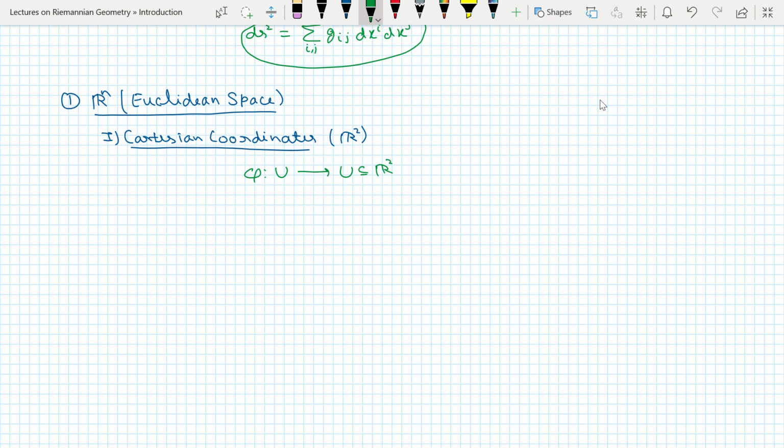What's the chart map that you are going to define here? Well, this is simply the identity map. You can simply define the identity map. Okay. Well, in that case, the basis vectors that we need are simply del phi over del x, which is your (1, 0), and del phi over del y, which is your (0, 1).